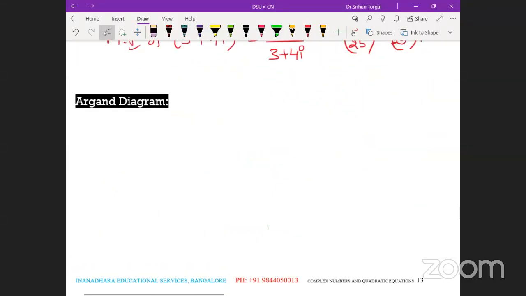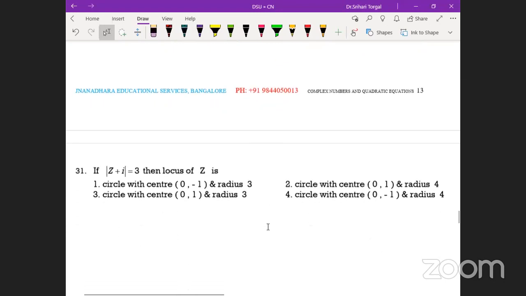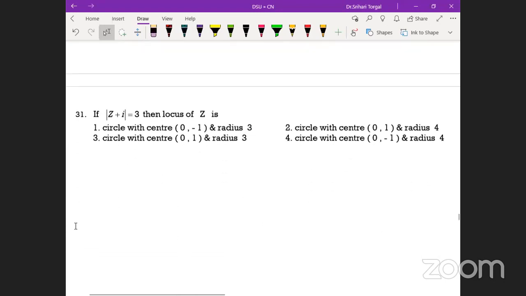Let's move on to the Argand diagram problem. See here, this represents modulus of z plus i equal to 3. This represents a circle, the equation of a circle. If you have a doubt, you can put z as x plus iy.